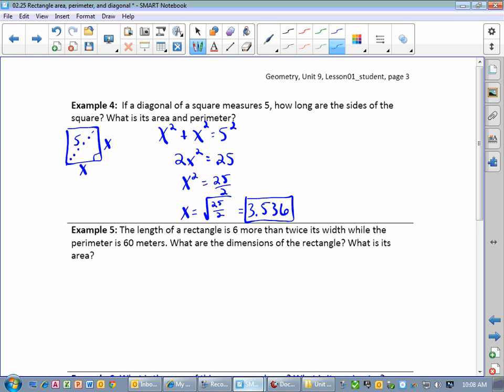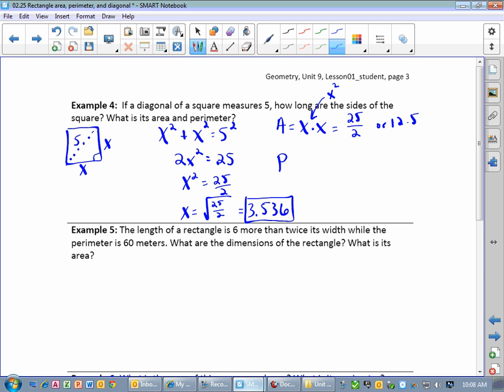So area. Area would be length times width, which in this case is x times x. Remember, if you multiply x times x, that's the exact same thing as x squared. That's what x squared means. So what is x squared? x squared is 25 over 2, or 12.5. So the area is 25 over 2, or 12.5, whichever way you want to write it.